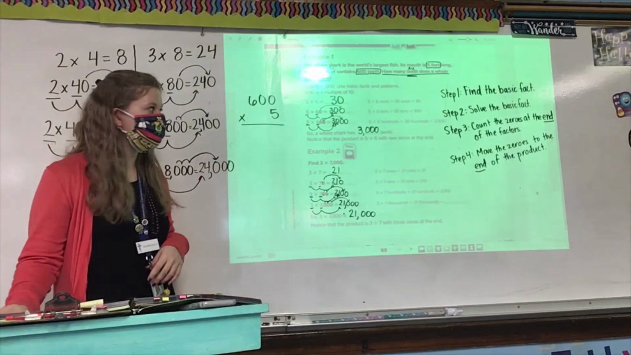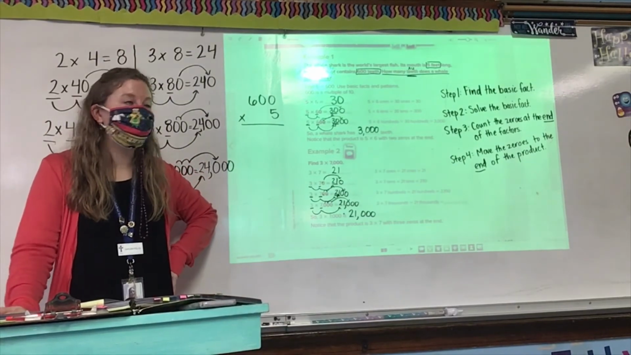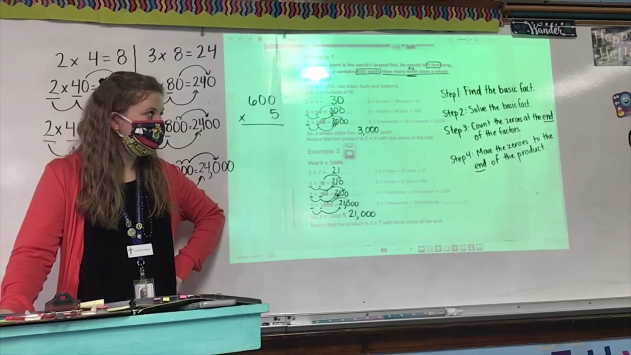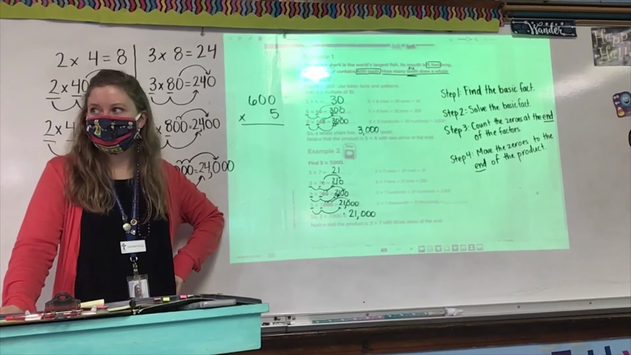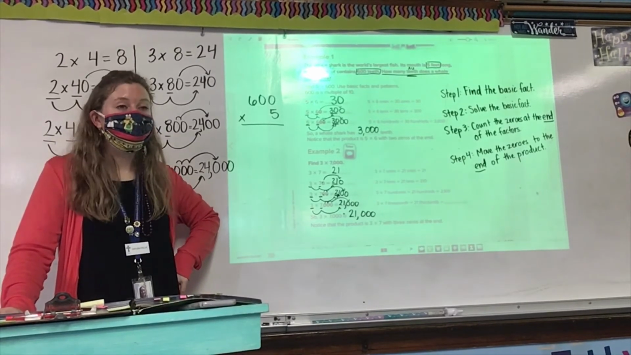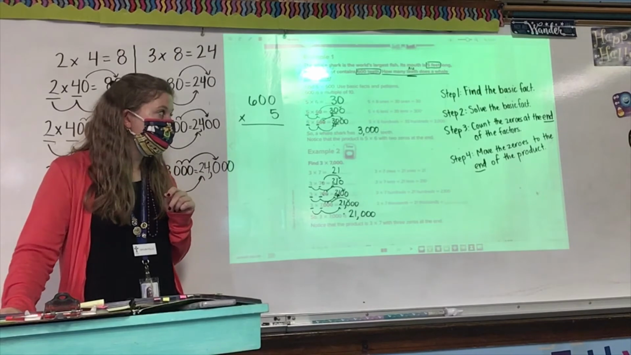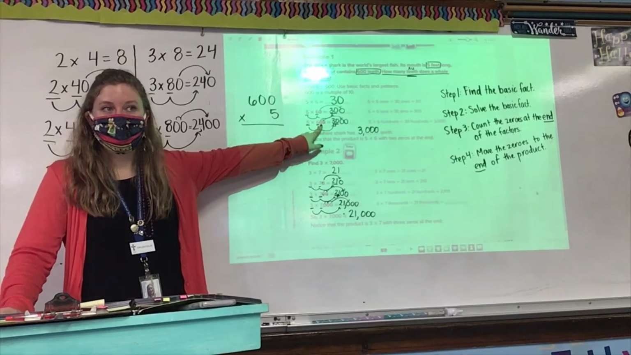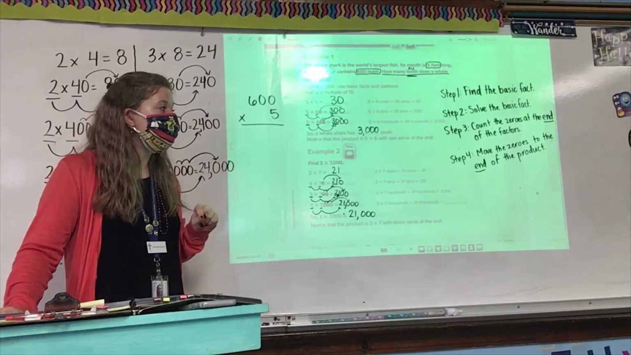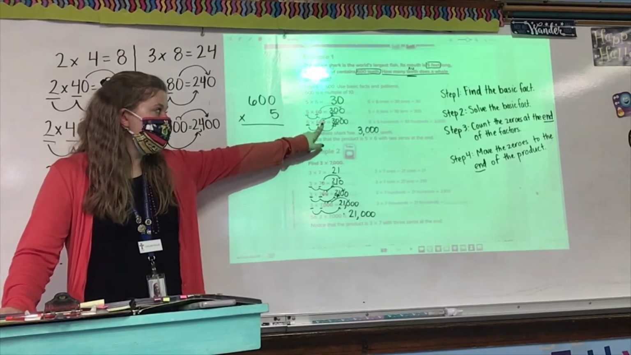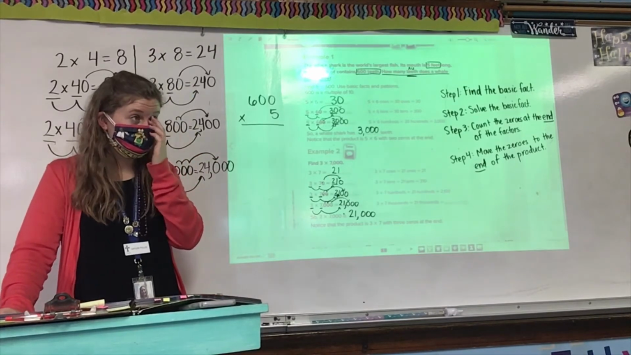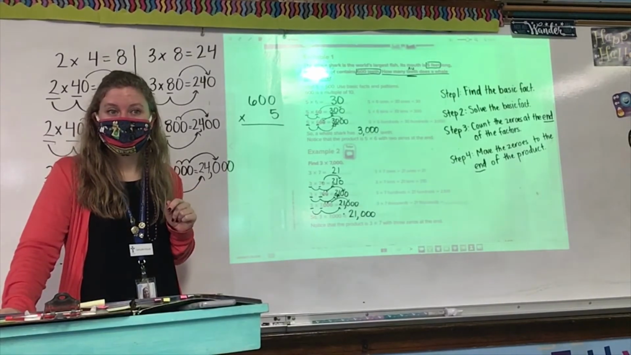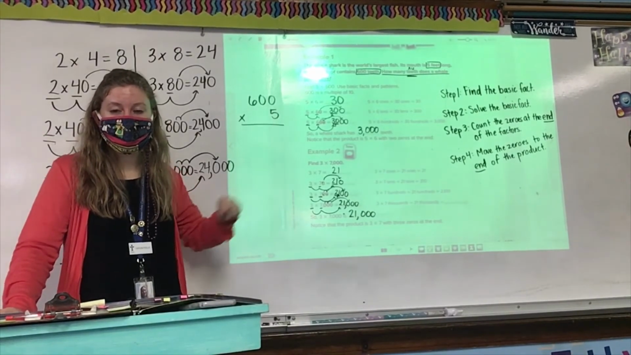So, when you are solving multiplication problems that have multiples of 10, step 1, find the basic fact. Step 2, solve the basic fact. Step 3, count the zeros at the end of the factors. Then step 4, move the zeros to the end of the product. Is everybody with me? Okay. Finish writing those steps.